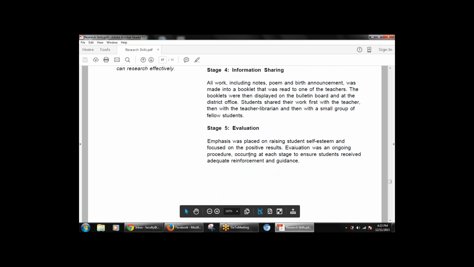Then stage number 5, that is the evaluation. That is how we evaluate by raising the student's self-esteem and focusing on the positive result. That is, more focus is placed on raising self-esteem and focusing on the positive result. That is stage number 5, the evaluation. And evaluation is an ongoing procedure that occurs at each stage to ensure students receive adequate reinforcement and guidance.